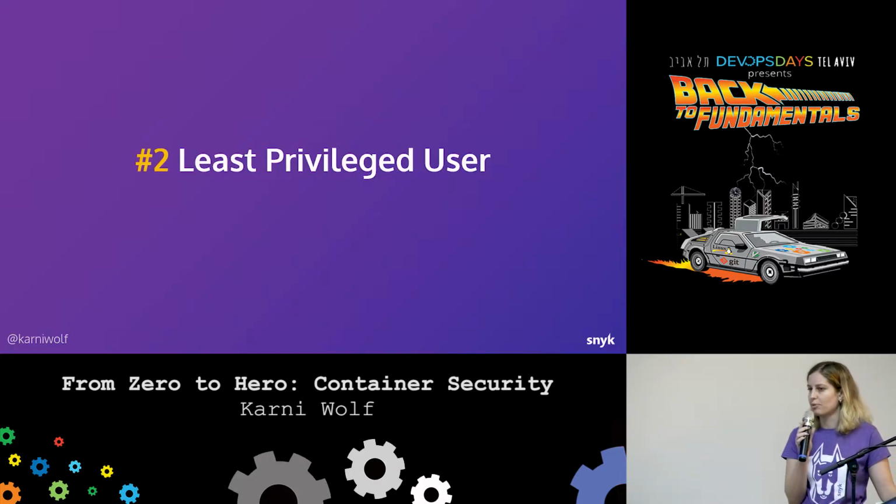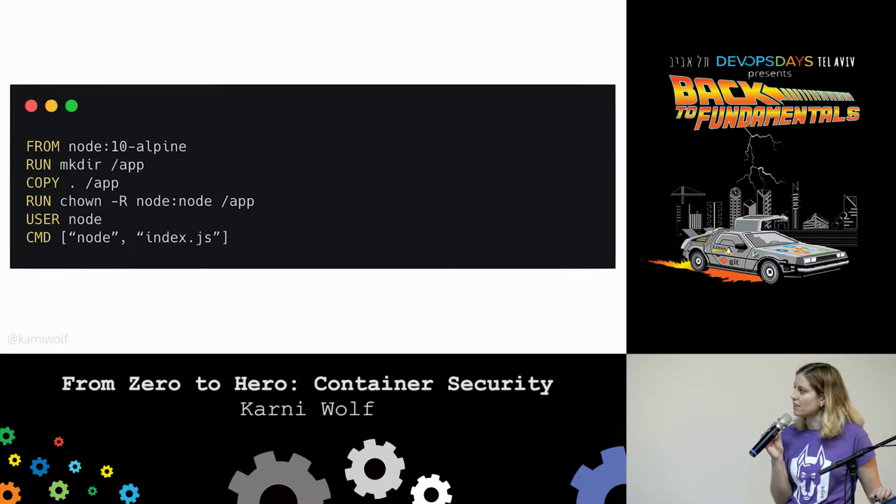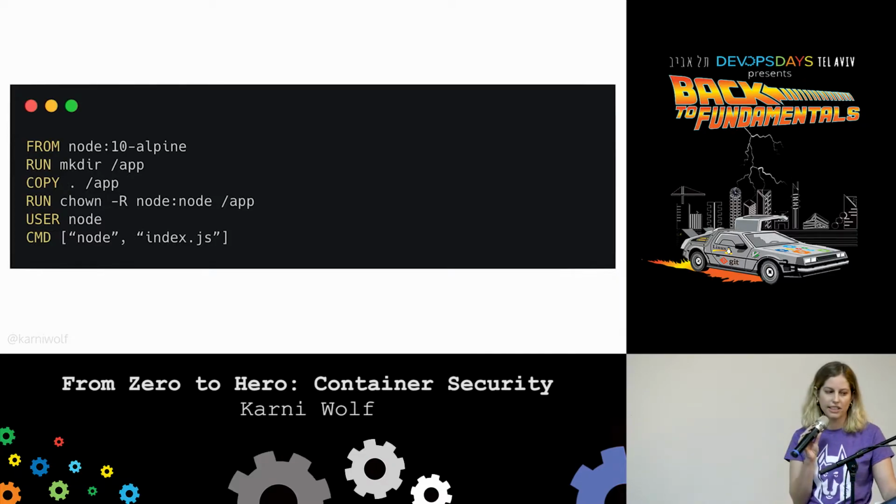Next, use least privileged user. Without specifying the user in your Dockerfile, the default is the root user. By specifying the user, like in the example, you can set the least privileged user needed.